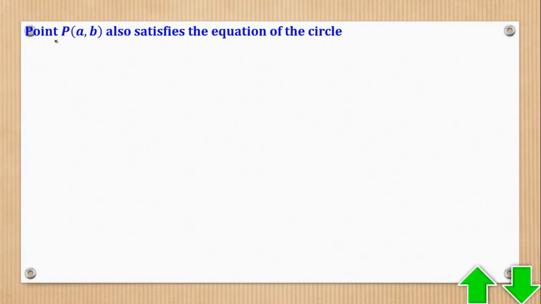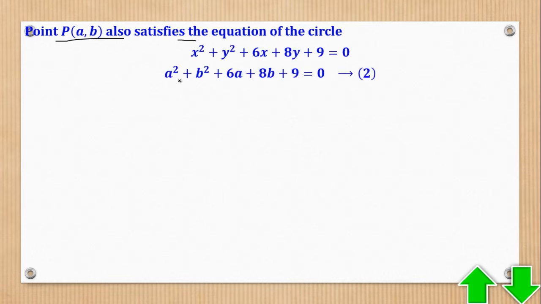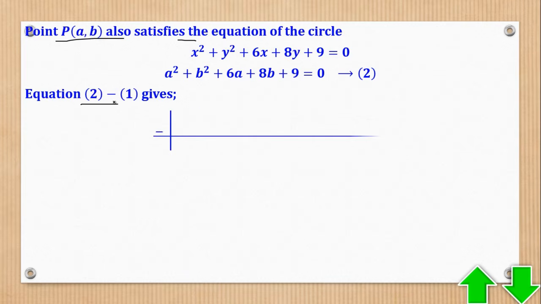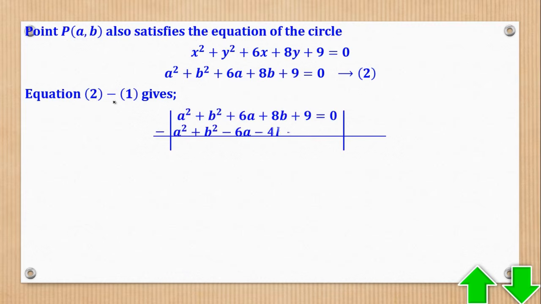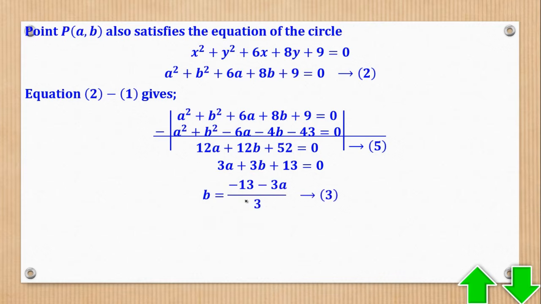So point P, which is (A, B), also satisfies the equation of the circle. Therefore, from that equation of the circle, come and substitute for A and B. You come up with equation 2. Therefore, solving the two equations simultaneously, I'll say equation 2 minus equation 1 to come up with that. When I reduce, I'll come up with that. Therefore, B is equal to that. So remove this one.